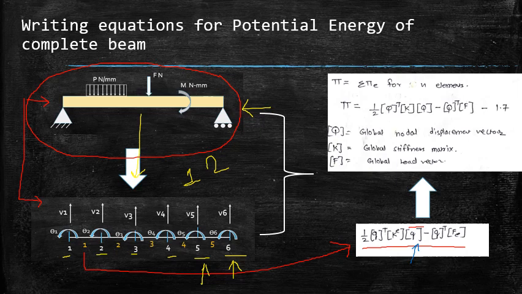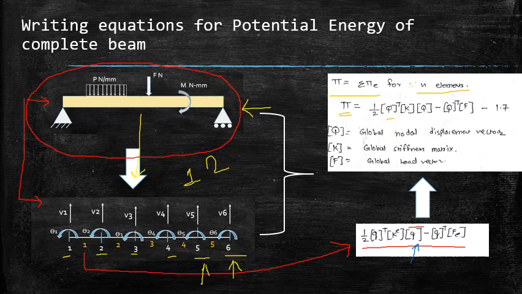So sum of potential energy of element number 1 to element number 5 will give the total potential energy of this beam. So in mathematical form, I can write pi is equal to summation pi e for n elements, where n is the number of elements in which you have divided the problem. Here it is 5. So now recall this again. Equation for pi is same, half q transpose kq minus q transpose f.